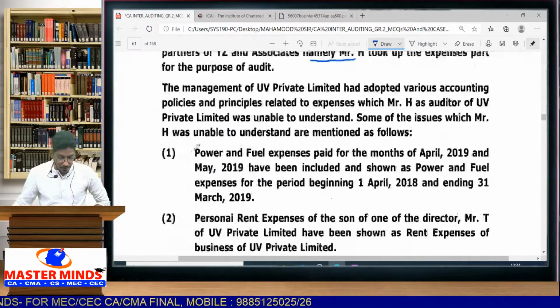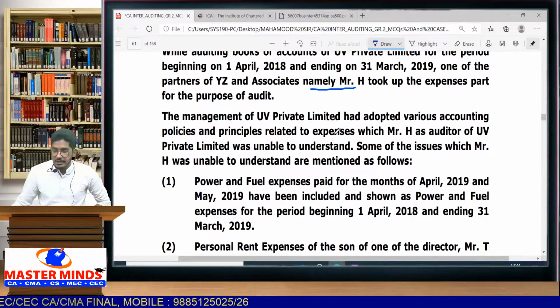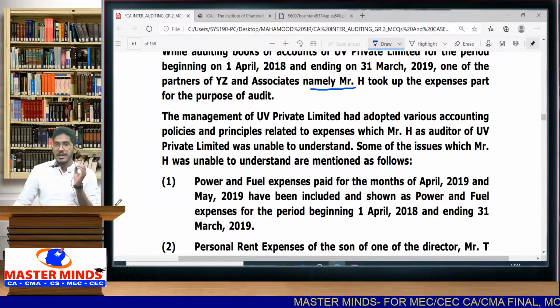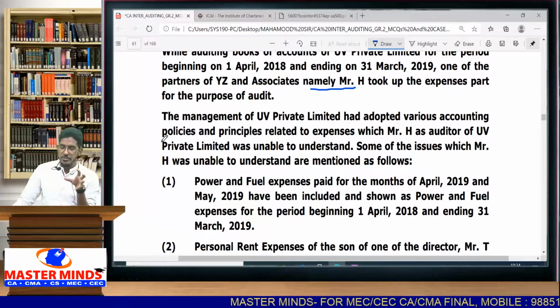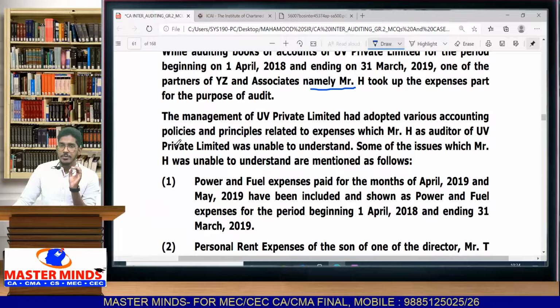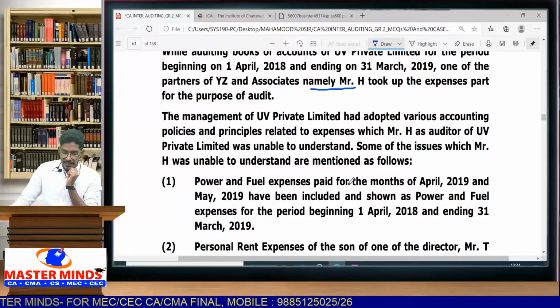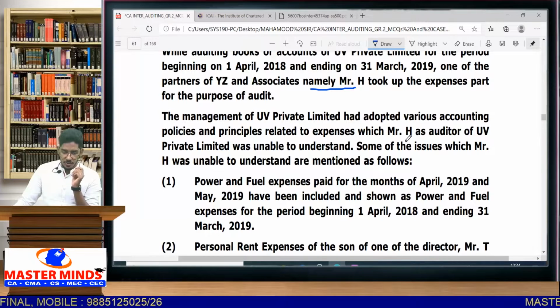Then what happened? The management of UV Private Limited has adopted various accounting principles and policies related to expenses which Mr. H, as auditor of UV Private Limited, was unable to understand. So the management has followed different accounting policies and principles related to expenses, some of which the auditor is not able to understand. Then some of the issues which Mr. H was unable to understand are as follows. What are the things which he is not able to understand? They are explaining.